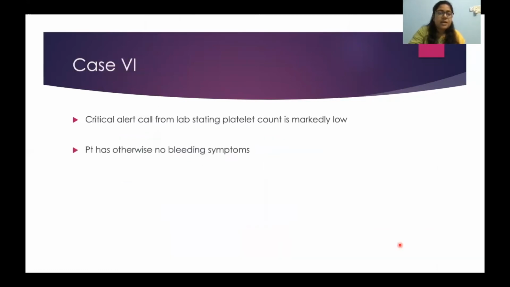Okay, now let's move on. You have another patient. You got a critical alert from your lab. The lab people say the patient is having a markedly low platelet count. It is less than 10,000. Hardly any platelets are there. But your patient is not bleeding. The patient has been admitted for some reason other than hematological conditions. Patient is not bleeding at all.